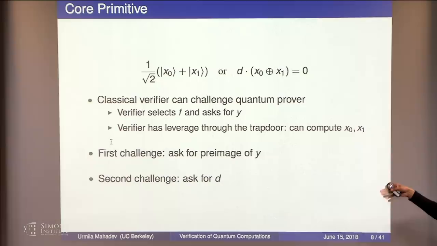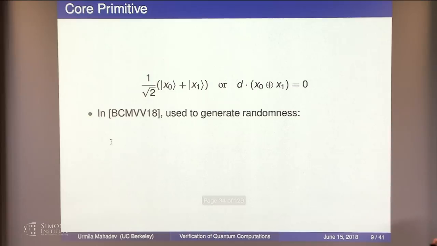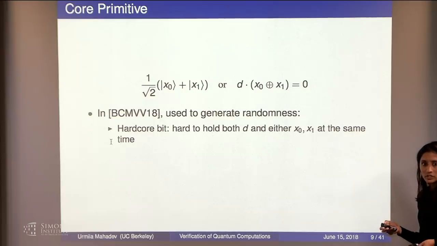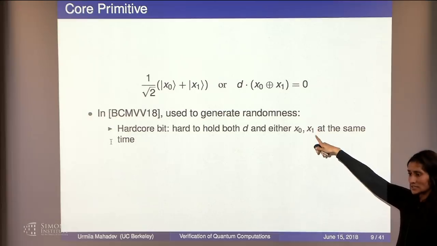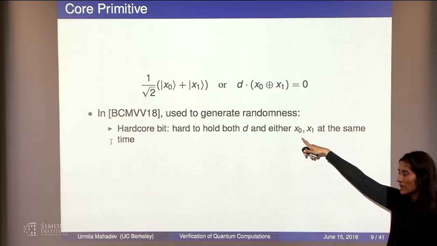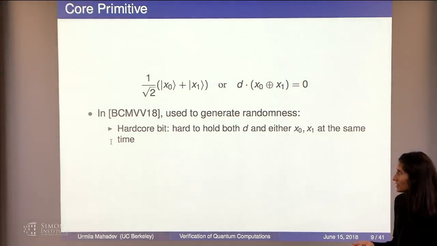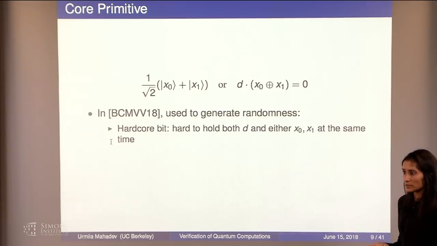This format, this challenge, the verifier's challenge of the prover, was first used for randomness generation. The idea here is that we have a hardcore bit property for our trapdoor claw-free function, which says it's hard to hold both a string D, which satisfies this linear equation, and one of the two pre-images. So that means if the prover is passing this test that I just laid out, then he can't be deterministic. Because if he was deterministic, he could hold both and violate this hardcore bit.